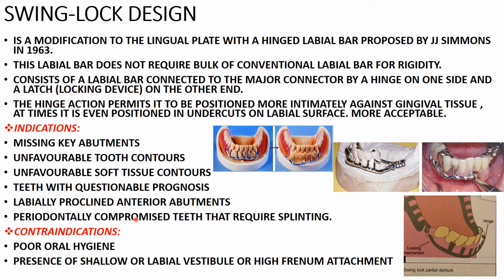What are the contraindications? First is poor oral hygiene. As you can see in this design, it has many spacings present, and it has the hinge joint and locking device on either side. Because of that, if the patient has poor oral hygiene, in that case you cannot give this swing lock. The next one is the presence of a shallow labial vestibule. Again it becomes a contraindication for a swing lock.